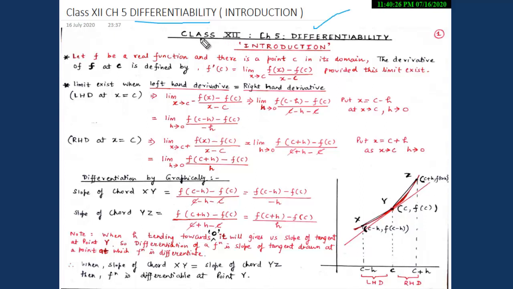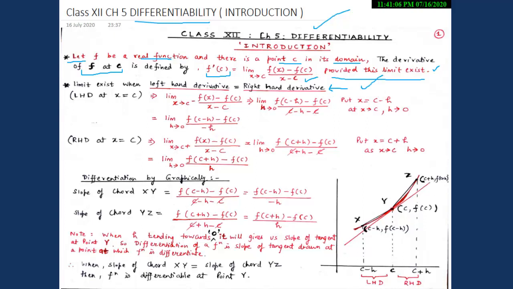Students, the definition says that let us consider a function f, which is a real function, and there is a point C in its domain. So, the derivative of function f at point C is defined by f dash C is equal to limit x tends to C, f of x minus f of C upon x minus C, provided this limit exists. Here limit exists means, students, that when left hand derivative is equal to right hand derivative, then we can say that our function is differentiable at that point.